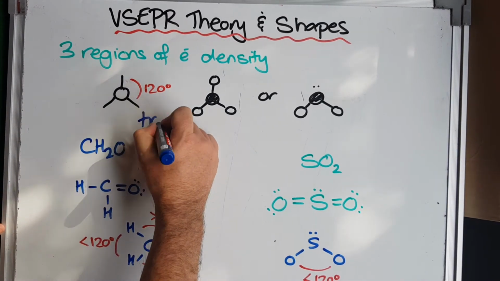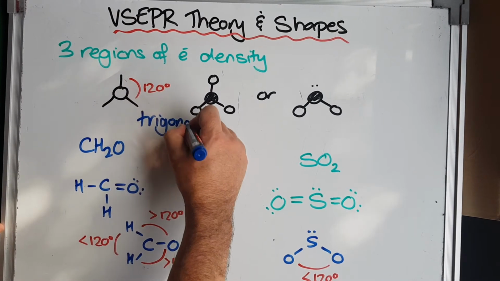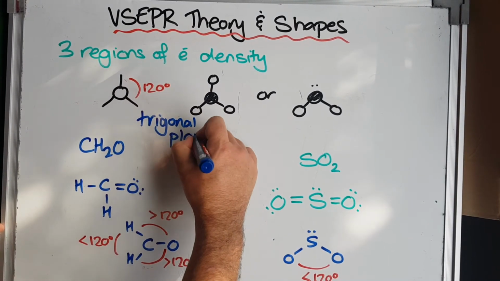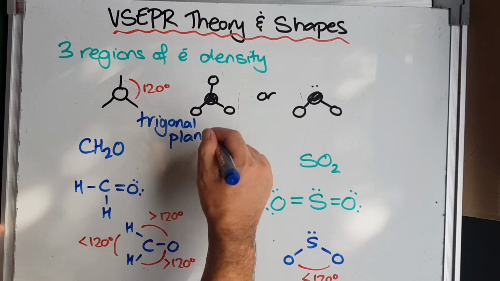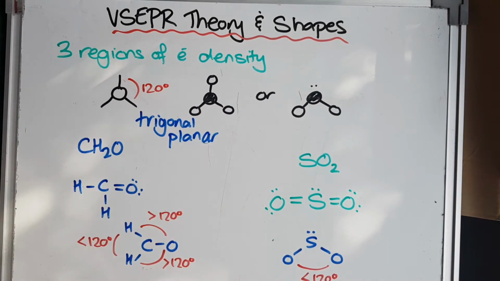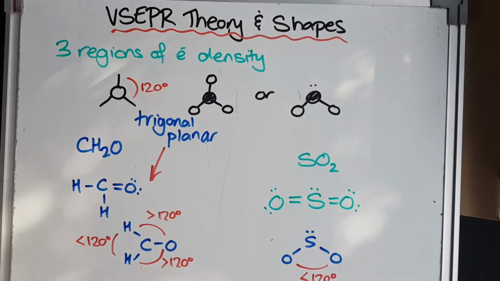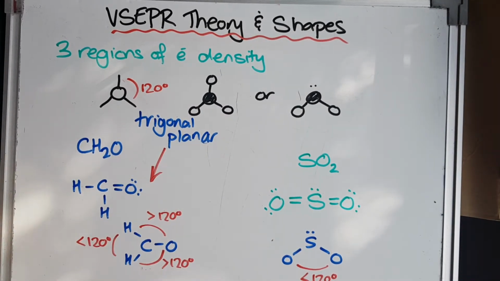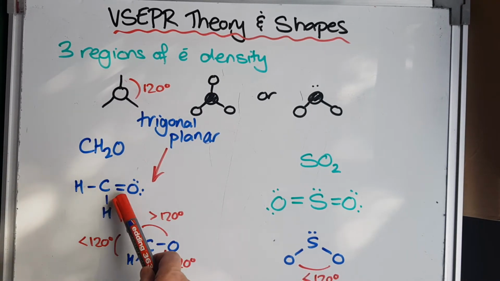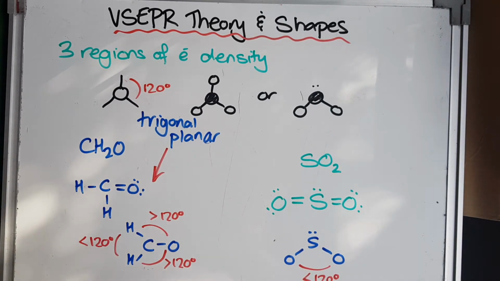And so for this one here, methanol, it is trigonal planar because there are 3 regions of electron density and they are all bonding pairs of electrons. So that's how we phrase that. They're bonding pairs. So we represent that like this, our ball and stick.